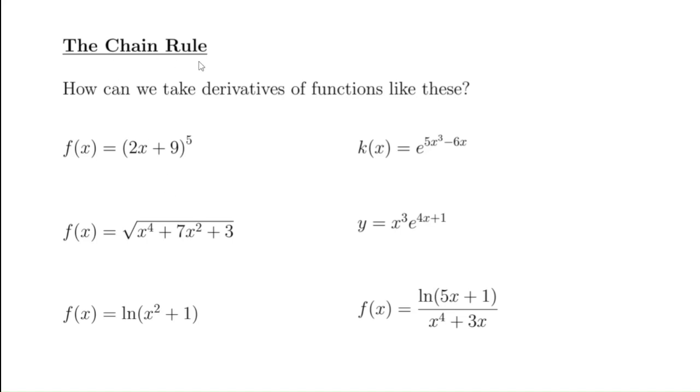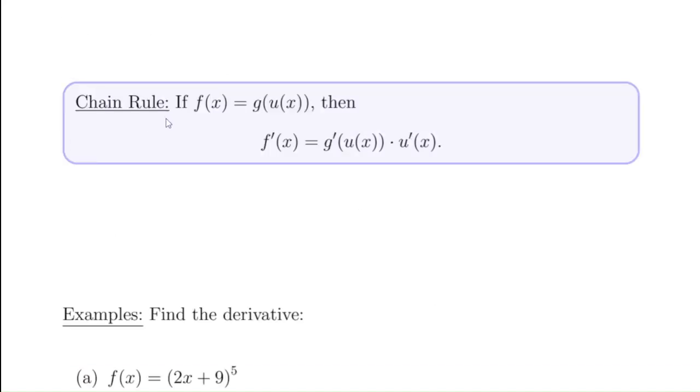Well, we're going to do it using something called the chain rule. The chain rule says if f of x is g of u of x, now this does not mean g times u. g and u are going to be functions. This is g of u of x. So we're putting the function u, or u of x, inside the function g. How do we take the derivative of this composition of functions? Well, the derivative, f prime, is going to be g prime of u of x times u prime of x.